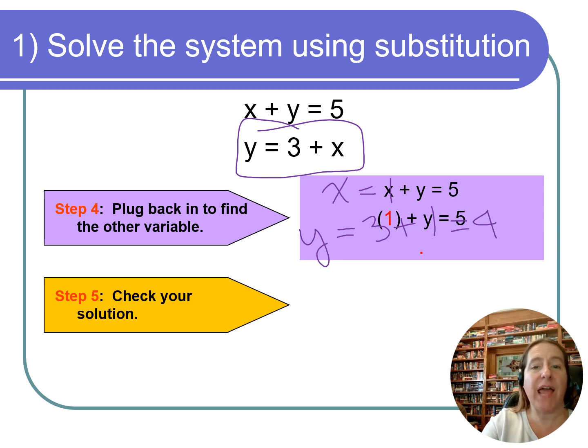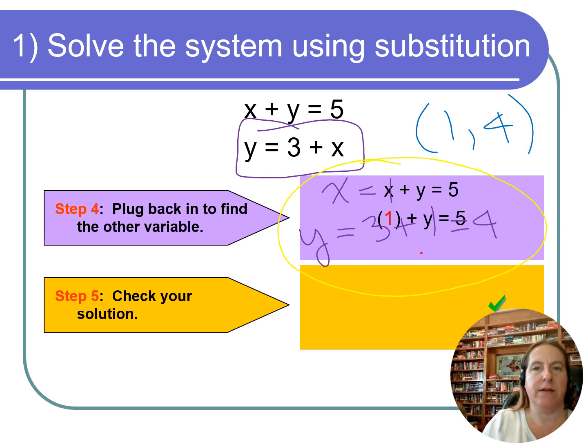Get in the habit of either very clearly organizing it like that, where you have an answer for x and y, or you could write it as an ordered pair. X always goes first, so 1 comma 4. Now we do want to check our answer. To check our answer, we put it back into both equations.